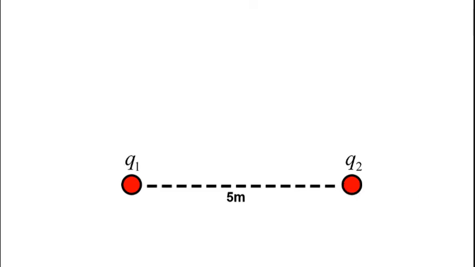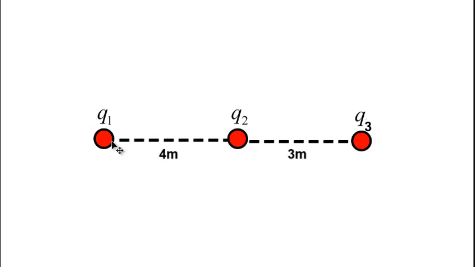Now let's see a more complex situation. We have charge Q1, Q2, and Q3, a distance of 4 between Q1 and Q2, and a distance of 3 between Q2 and Q3. Now we could choose any of these points as our origin. Irrespective of where we choose as our origin, we can solve vector equations and get the same outcome.